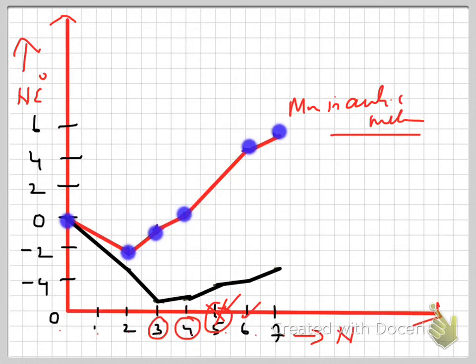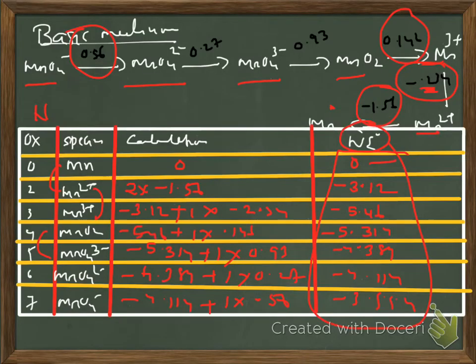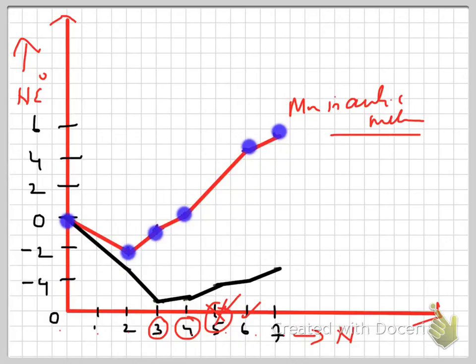In basic medium, 0 oxidation number, it is 0, then minus 3.12, minus 5.46, minus 5.314 likewise. So you will get points like here 0, here, then 4, 5, 6, 7. All the values are negative. This is the frost diagram for manganese in basic medium.